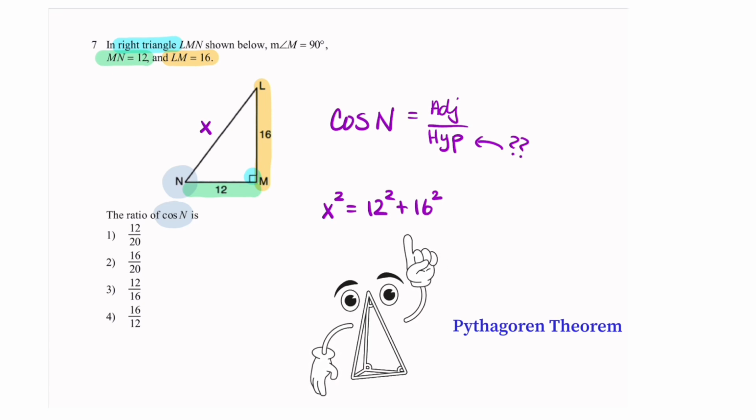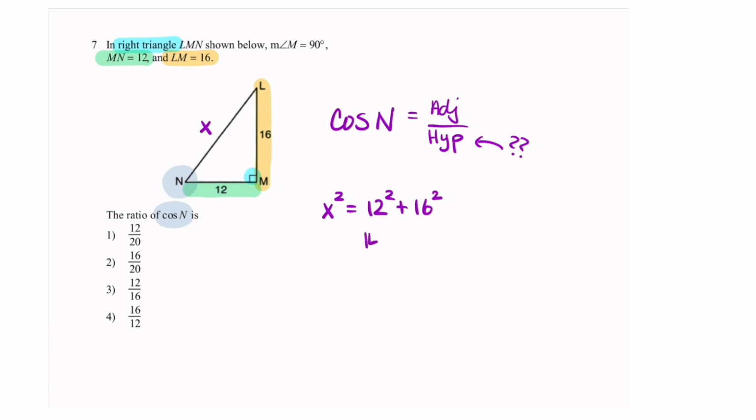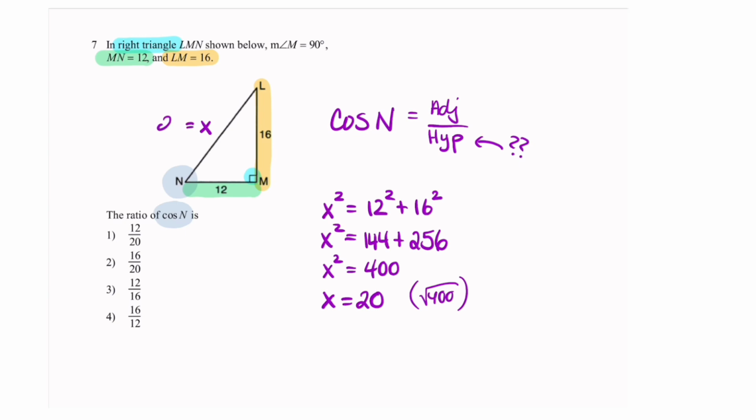This old chestnut is x squared equals 12 squared plus 16 squared, or 144 plus 256. X squared is equal to 400, and taking the square root of both sides, we get x is equal to 20. So now we have the 3 sides of the right triangle, and we can write the ratio for the cosine, the adjacent over the hypotenuse, which here is 12 over 20. Choice 1. Expect a question like this on your exam. Moving right along.